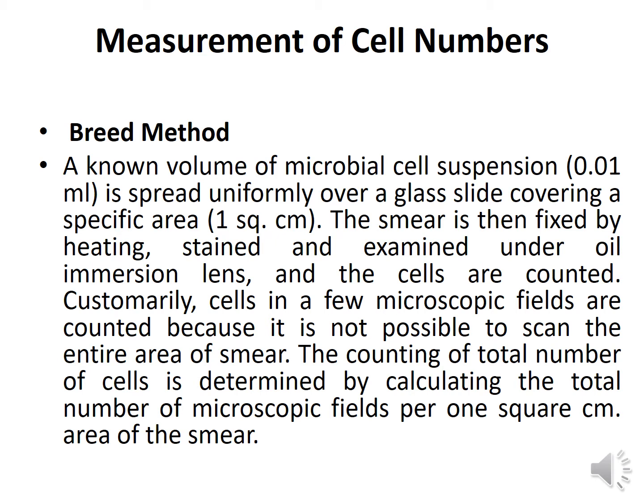The smear is then fixed by heating and stained and examined under oil immersion lens, and the cells are counted. Customarily, cells in a few microscopic fields are counted because it is not possible to scan the entire area of the smear. The total number of cells is determined by calculating the total number of microscopic fields per 1 centimeter square area of the smear.